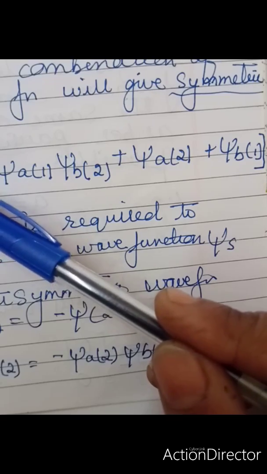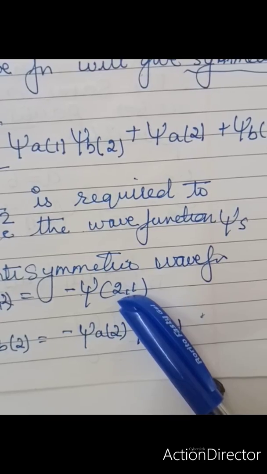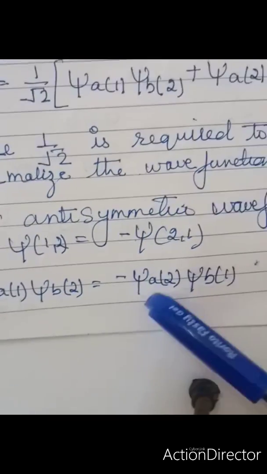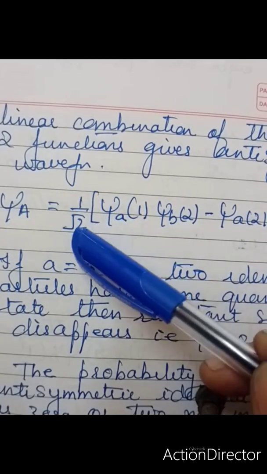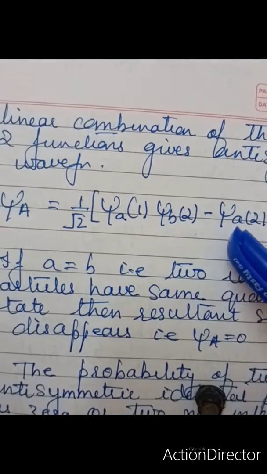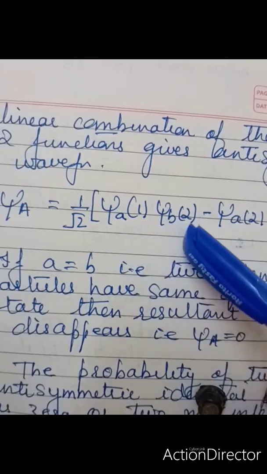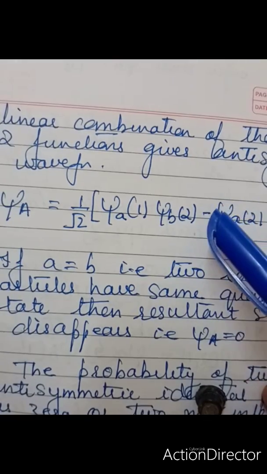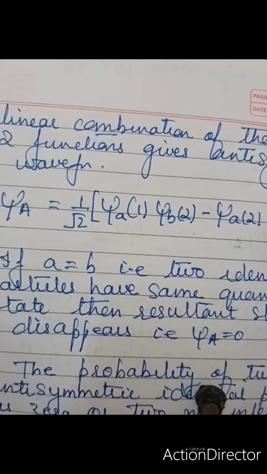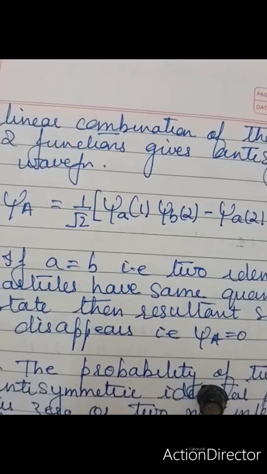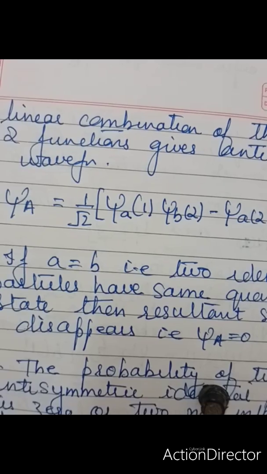For antisymmetric, you will say psi(1,2) equals minus psi(2,1). That means psi A(1) psi B(2) will be minus psi A(2) psi B(1). So psi A you are denoting by 1 by root 2, psi A(1) psi B(2) minus psi A(2) psi B(1). Now if we consider A and B to be the same, that is, two identical particles having the same set of quantum numbers, then psi will be 0. That is, the probability for two antisymmetric identical particles is 0.